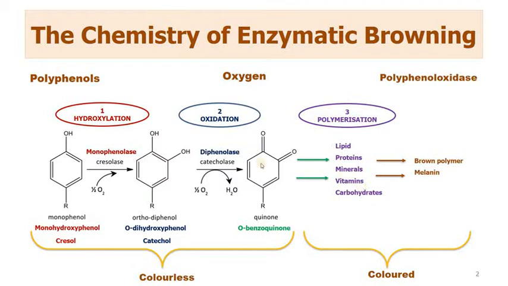The polymerization of those benzoquinones with those other components forms the brown polymer melanin. Very important: the first two steps, hydroxylation and oxidation, involve enzymes. However, the products that are formed, which are obviously your diphenol and your quinone, are colorless. So that means the reaction has started and has taken place, it's just that color formation is not yet visible. However, in the third step, that's when your colored components are formed.